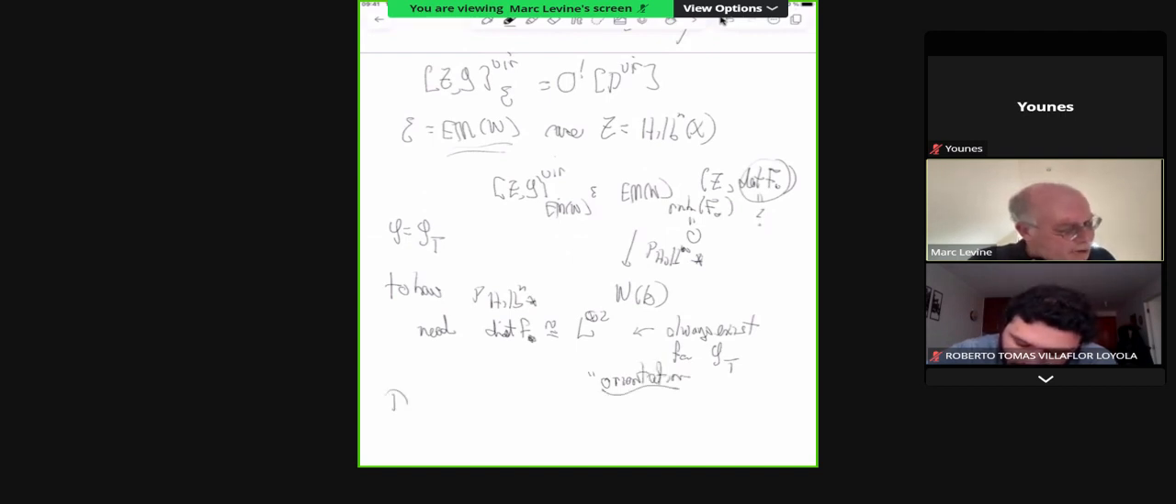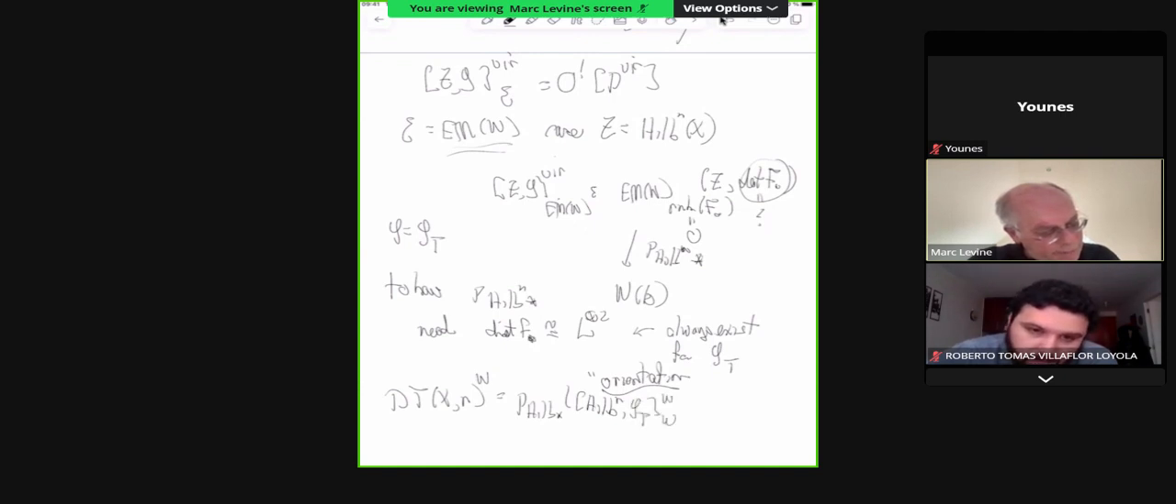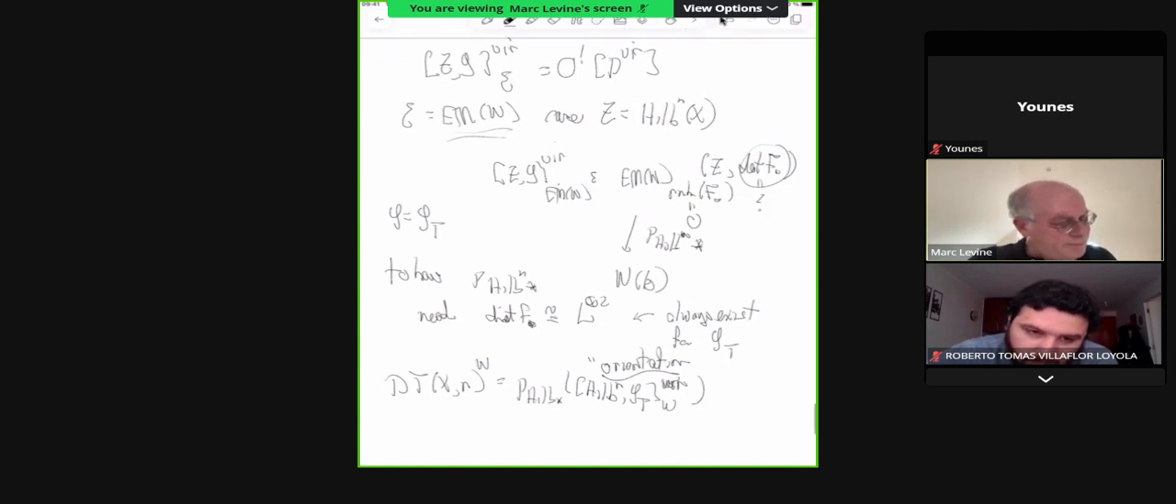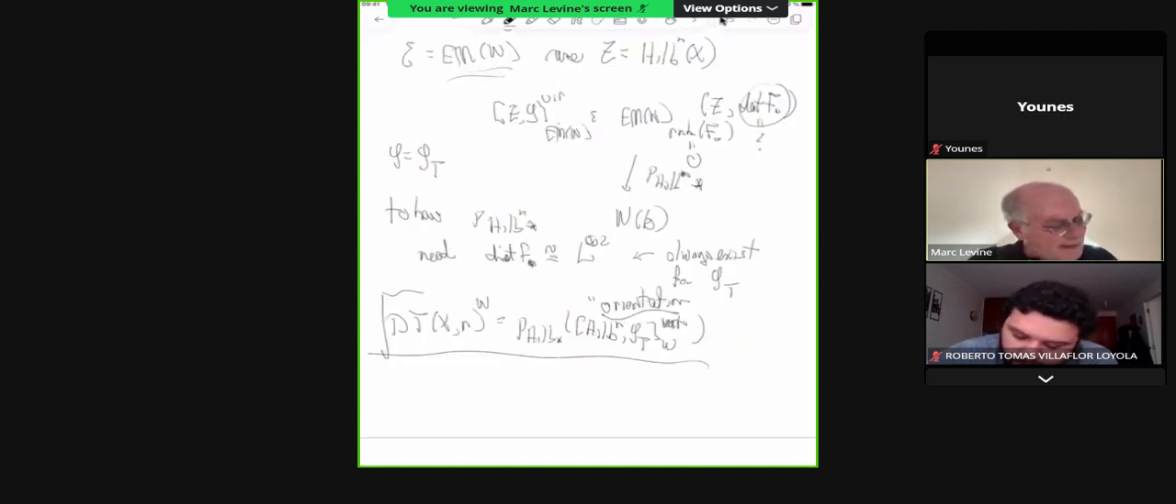So we can define the quadratic DT invariant of Xn. So for the Witt sheaf to just be this P Hilb lower star of this Hilb N phi t for the Witt sheaf ver. Okay, so that's the upshot. And I just want to say that Analos computed some of these.